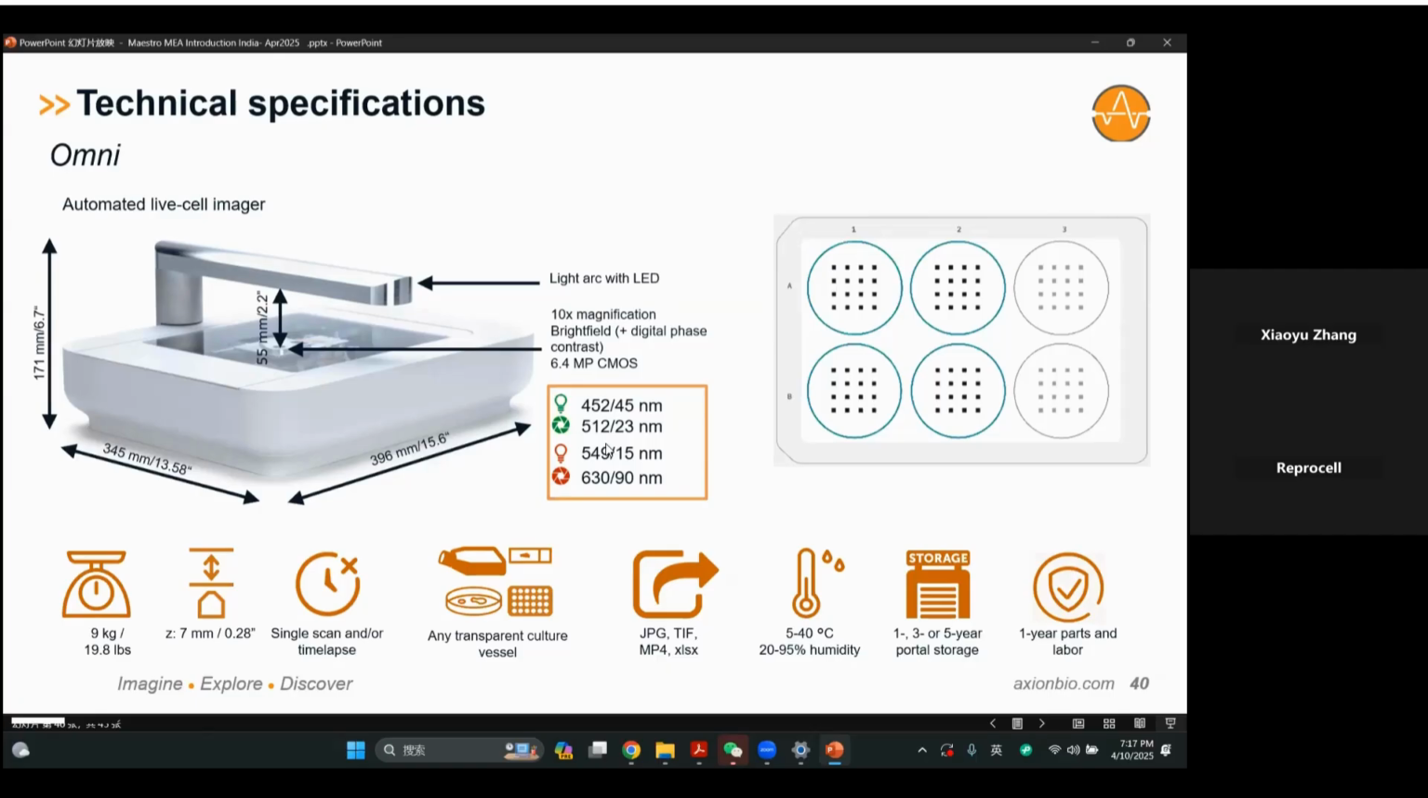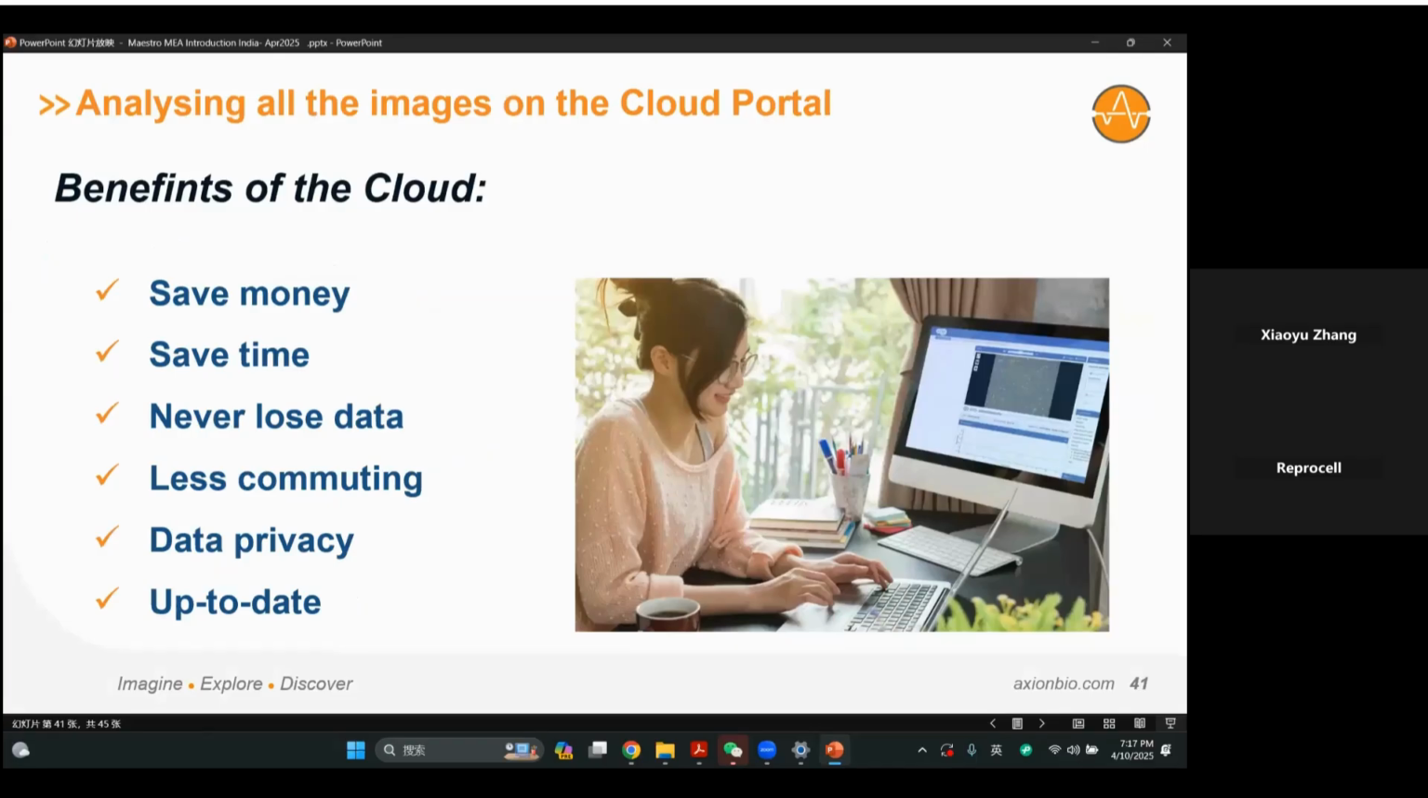And here is the excitation emission wavelength of the green and red fluorescence modules. So the results that you get can be downloaded as JPG, TIFF, MP4 videos, or Excel files of the graphs. And so I'd like to highlight one important feature of the Omni products, that is all the images are analyzed on the cloud portal.